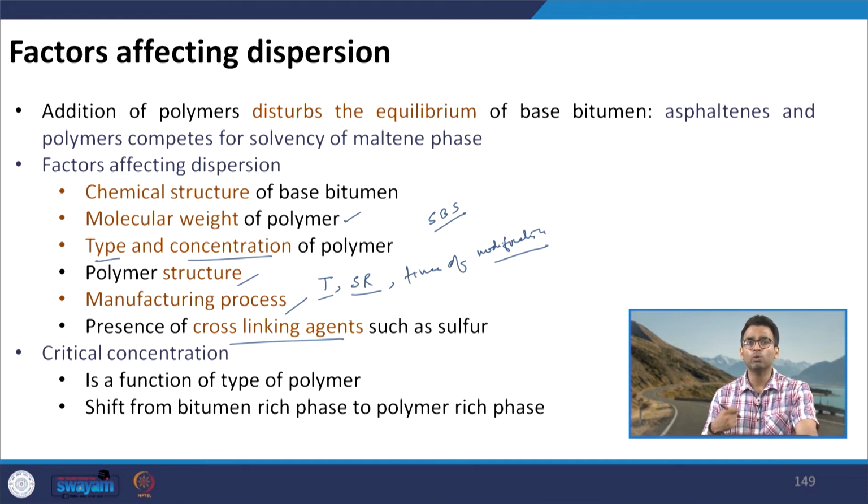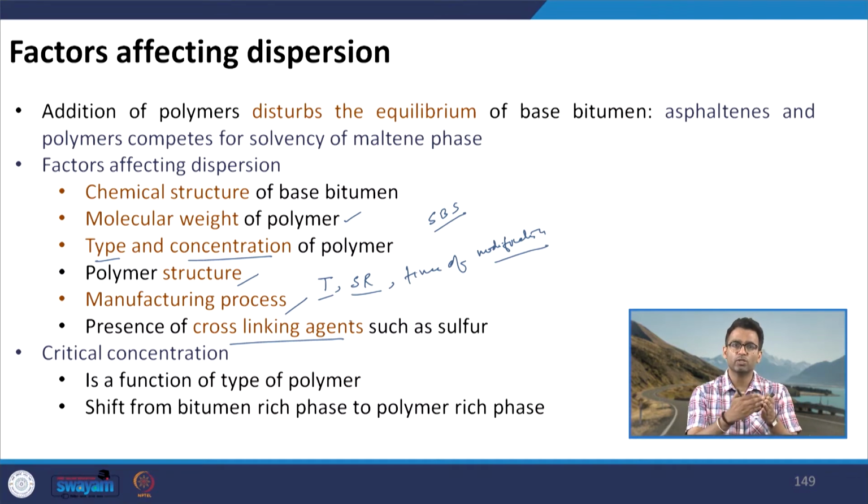So, that is actually more critical, and that is the final objective, that we have to add so much polymer that it is in a dispersed state, and finally we are able to achieve the desired properties for which the modification is being done. And once you start increasing the amount of polymers inside the base bitumen, typically what we observe is that there is a shift from bitumen rich phase to polymer rich phase.